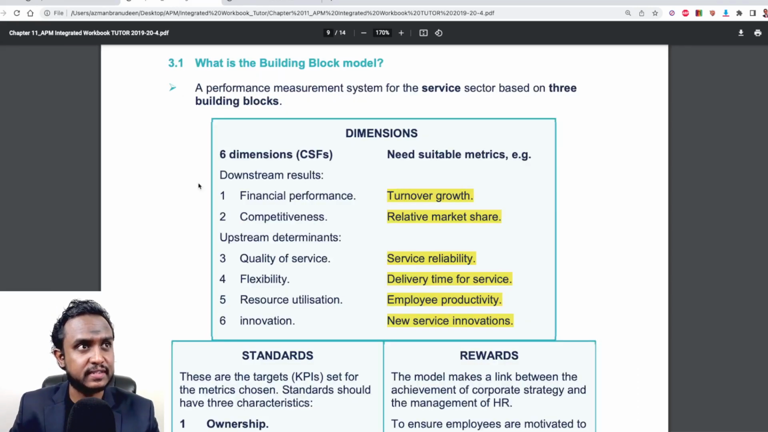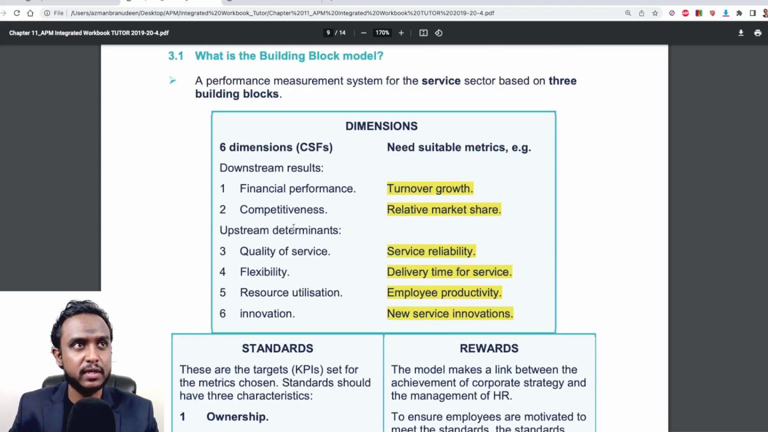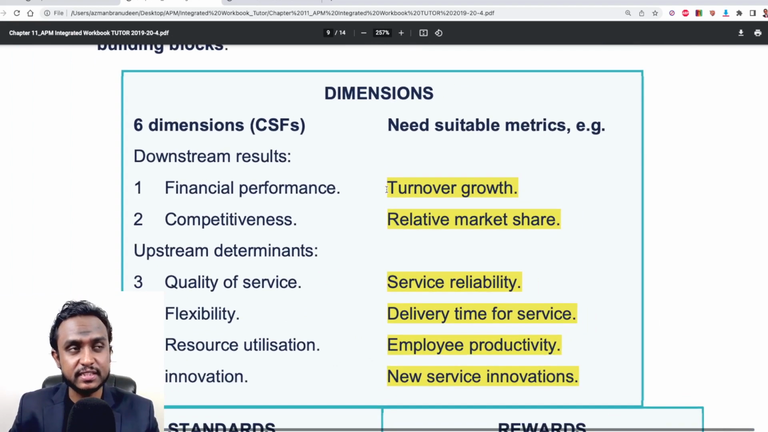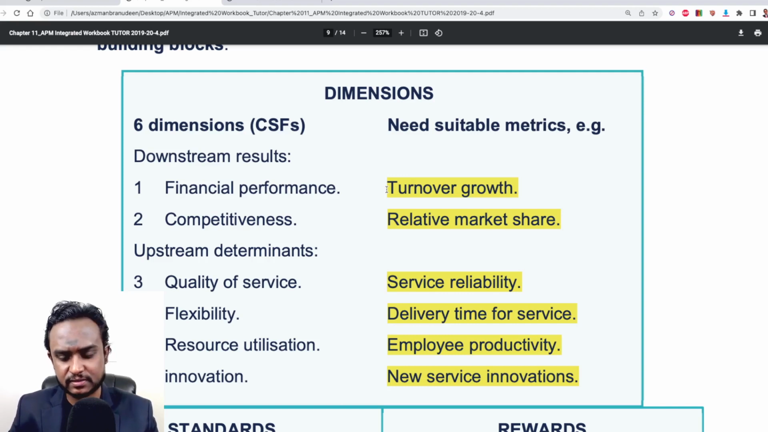So let's try to understand these three. This is the building block model. The first block is dimensions. There are six dimensions identified, and just remember that dimensions are reflective of critical success factors. Fitzgerald and Moon say that in a service organization, there are six critical success factors or dimensions that are imperative for that business: financial performance, competitiveness, quality of service, flexibility, resource utilization, and innovation.